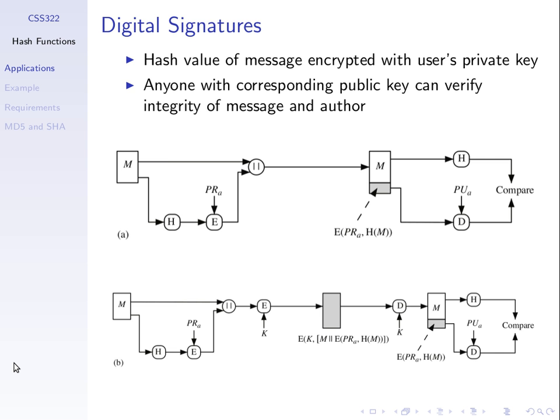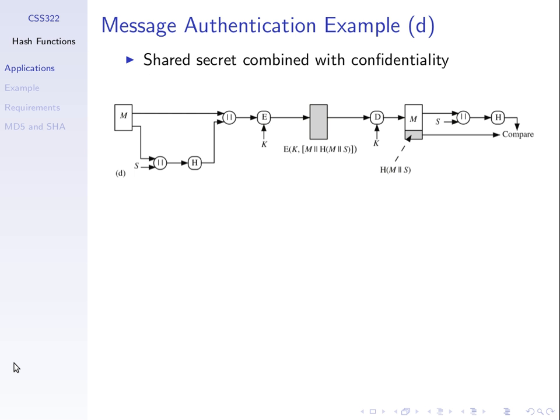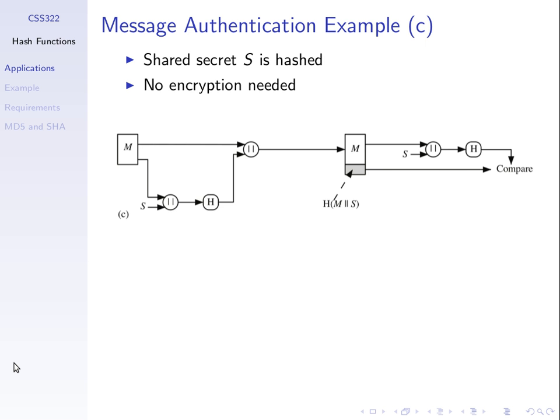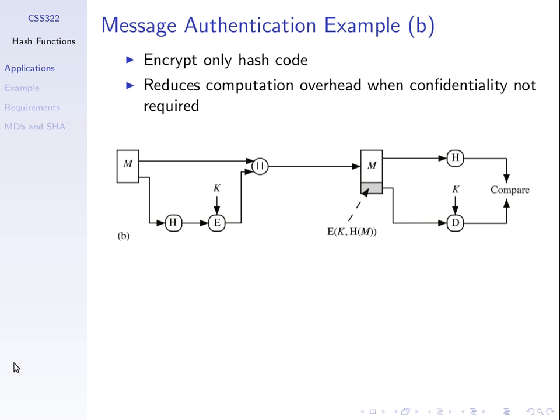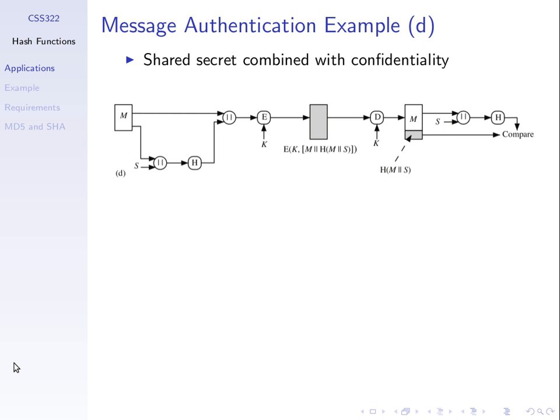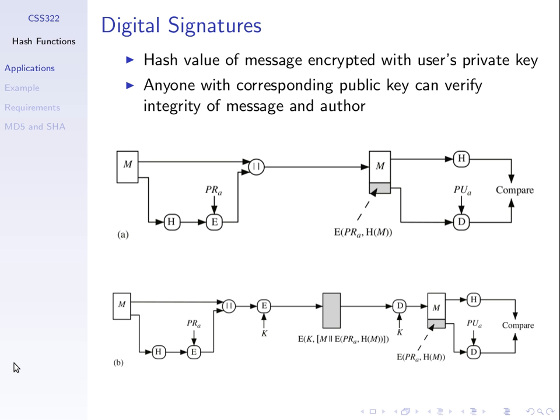We go back to some of the examples. One of the examples with the digital signature: if an attacker can find some message which is different from the original message but has the same hash value as the original message, then they can defeat the system. Let's consider figure A in this digital signature.